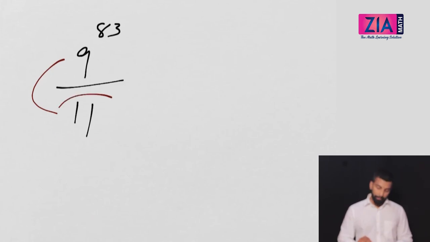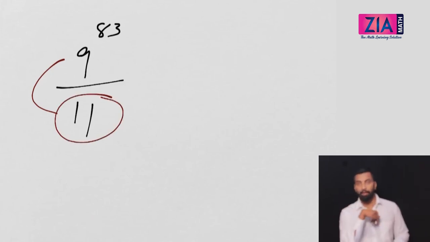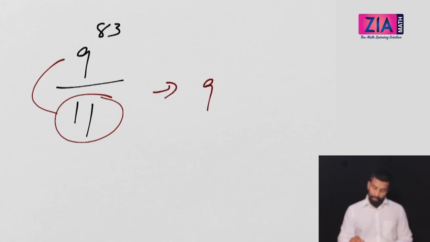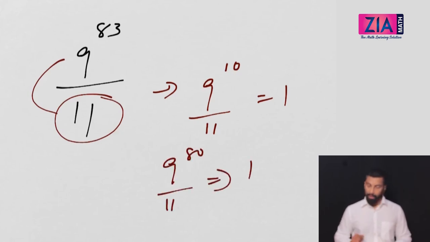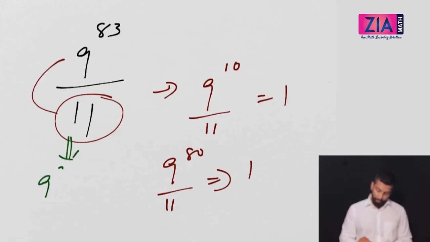So what about 9 raised to 83 divided by 11? What we need to see is that these two are coprimes. This is a prime number. So what is the Euler's number of a prime number? 1 less than the number. So 9 raised to 10 by 11 will give you remainder 1. So 9 raised to 80 by 11 will also give you remainder 1. So this question you can actually convert to 9 raised to 3 by 11. What is the remainder?